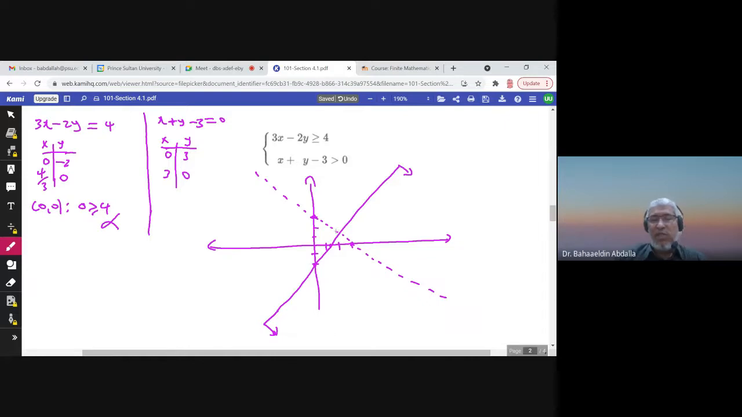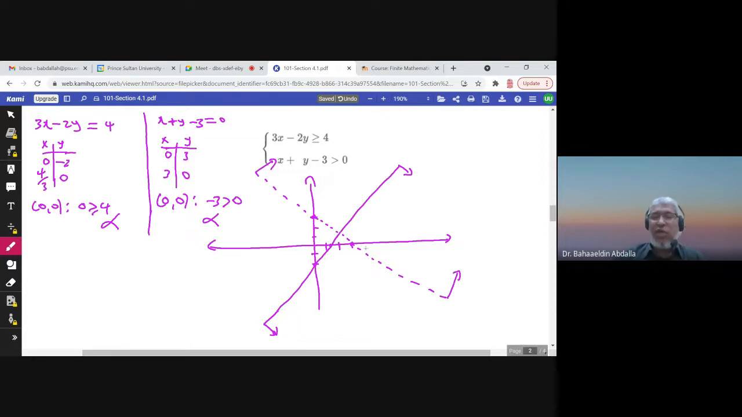I choose a point in any of these two halves. (0, 0) belongs to the half to the left of this line. So let me check (0, 0), but now in the second inequality. 0 plus 0 minus 3 is negative 3, greater than 0. Is this correct? No, it is not correct. So the other half, this half, would be the solution of the second inequality.